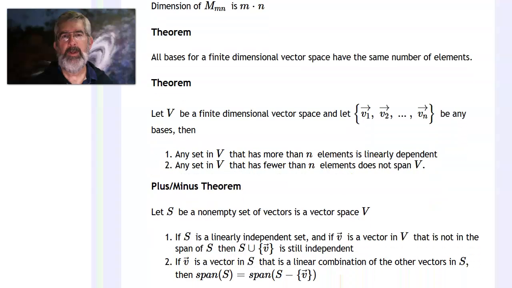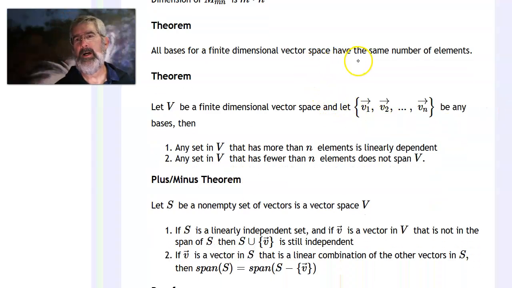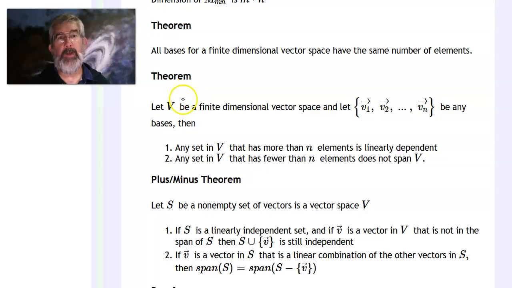I'm going to be able to show that all bases have the same number of elements if I can show the following theorem. Let V be a finite dimensional vector space, and let this be any basis. So this has n things in it. I want to show that any set in V that has more than n elements is linearly dependent, and any set in V that has fewer than n things does not span, right? And remember, a basis has to do both. It has to be independent, and it has to span the whole space.